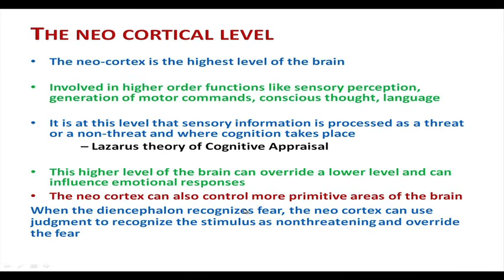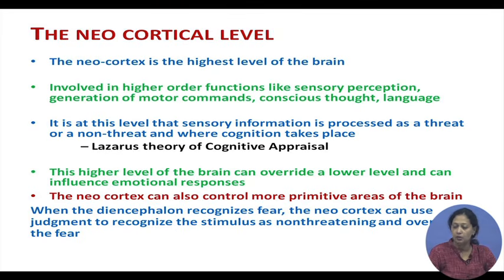Now, coming to the highest level of the brain, that is the cortical level. The neocortex is responsible for higher order functioning. It is involved in the higher order functions of sensory perception, generation of motor commands, conscious thought and language. Also, it is related to decision making and problem solving. It is at this level that sensory information is processed as a threat or a non-threat, and where cognition takes place. So, this brings us back to Lazarus's theory of cognitive appraisal again.